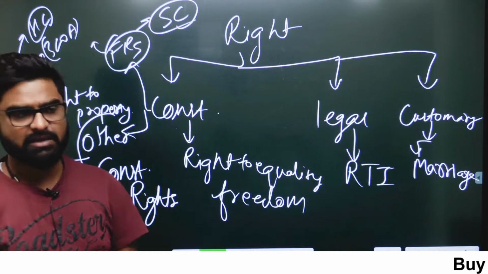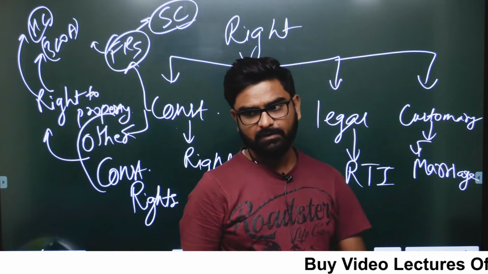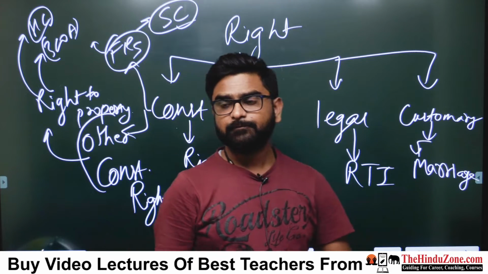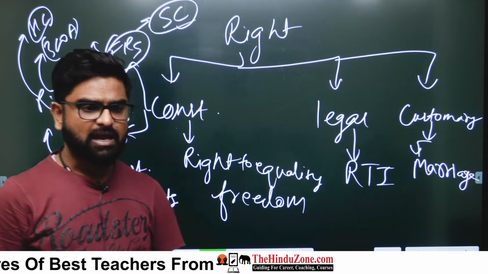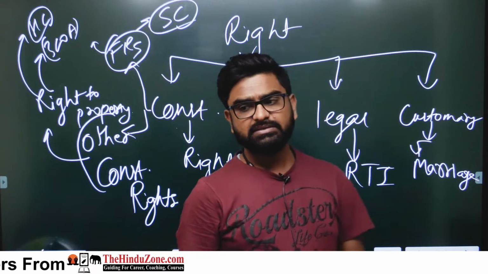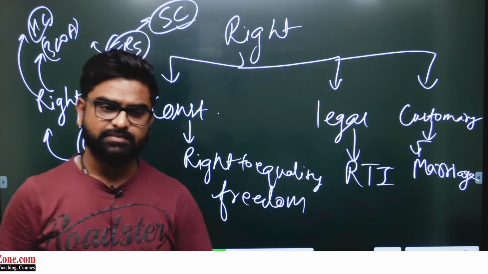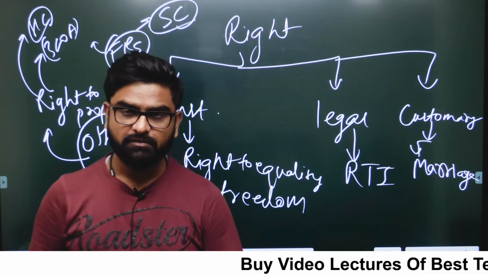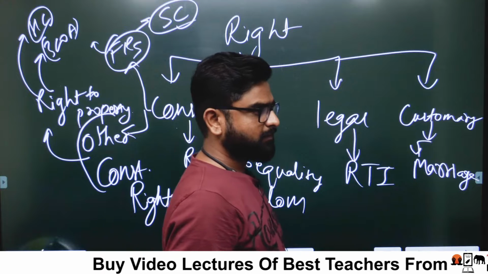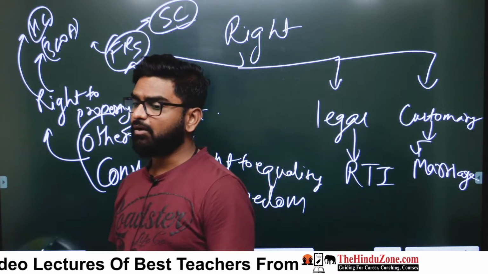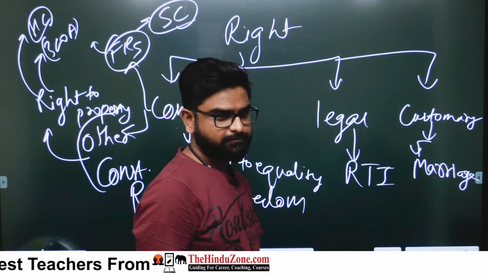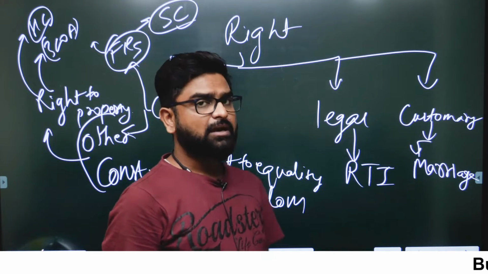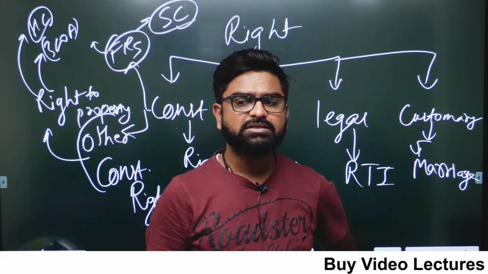Okay. Next, just write a line about the third, which is customary rights. About this, write down: these are the rights driven by customs with or without any force of law. Full stop. For example, under the Hindu Marriage Act, you have something called the right to co-partner.